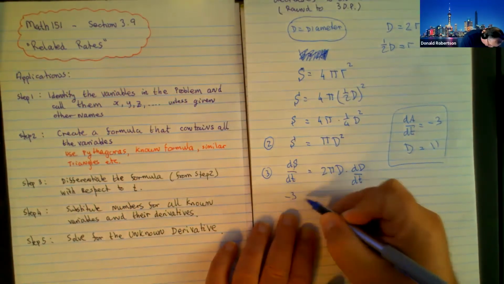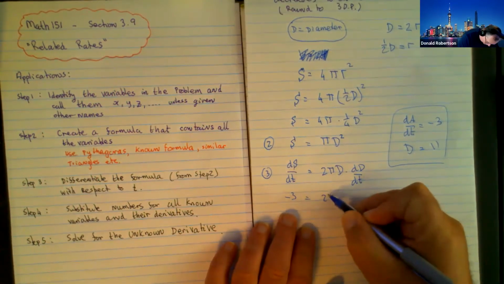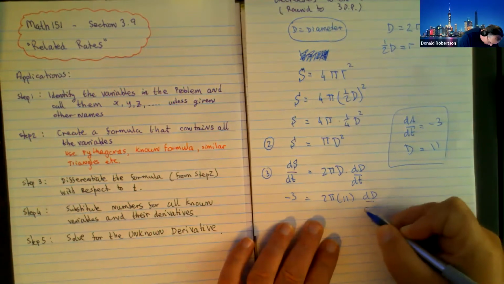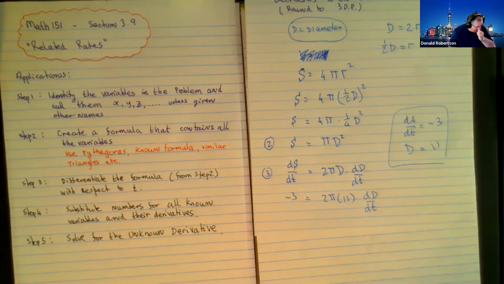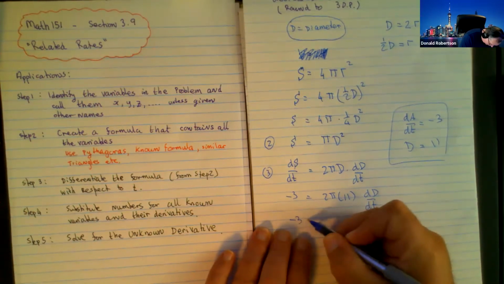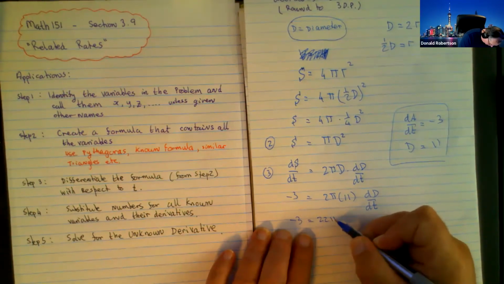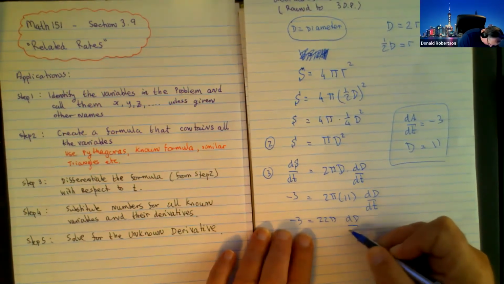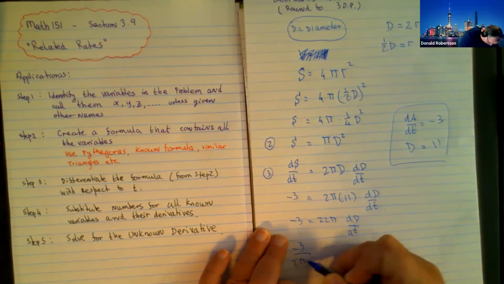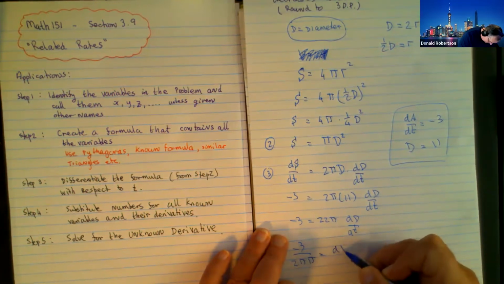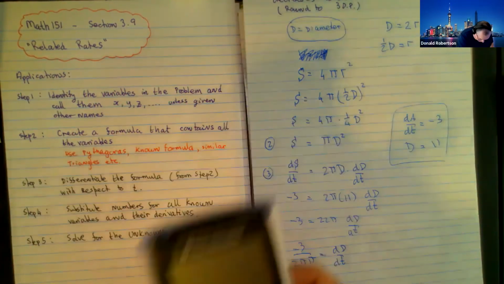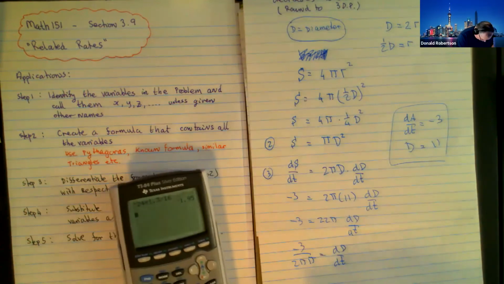This guy is -3, 2 pi times 11. That fella, right? So -3 is 22 pi. And so -3 divided by 22 pi is the guy we want. And they want the answer to 3 decimal places.